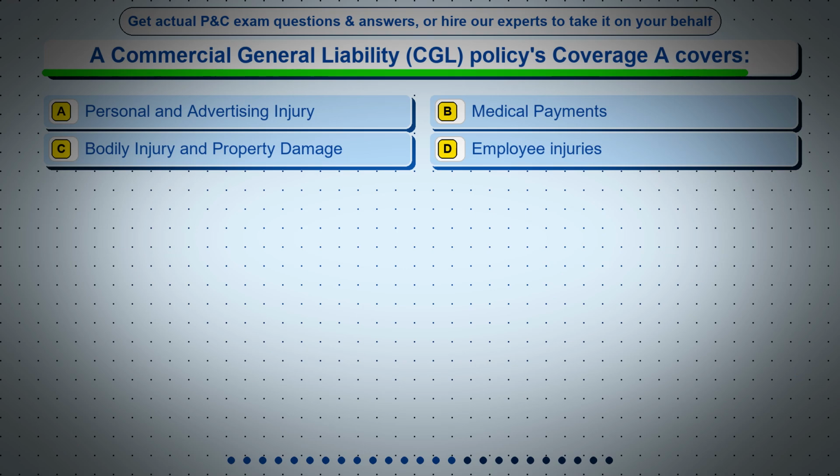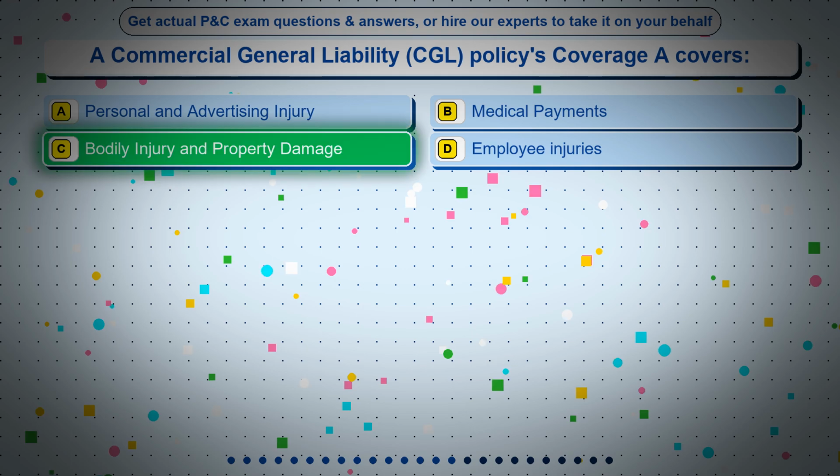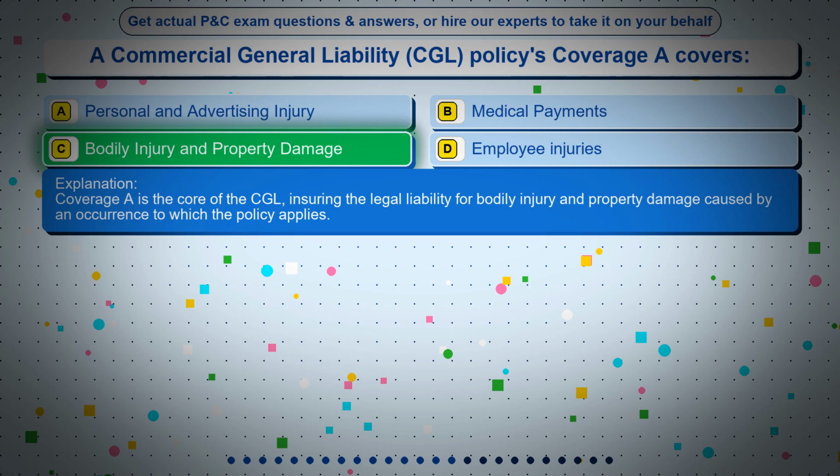Question 15. A commercial general liability (CGL) policy's Coverage A covers. Option A. Personal and advertising injury. Option B. Medical payments. Option C. Bodily injury and property damage. Option D. Employee injuries. The correct answer is option C. Bodily injury and property damage. This coverage is the core of the CGL, insuring the legal liability for bodily injury and property damage caused by an occurrence to which the policy applies.